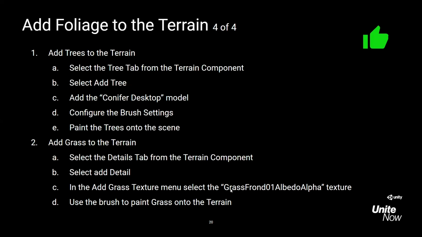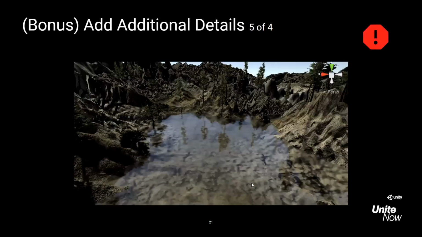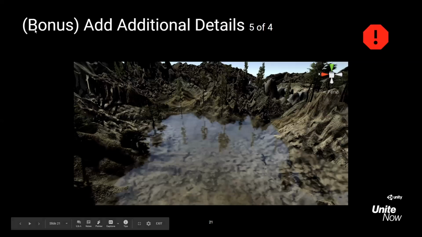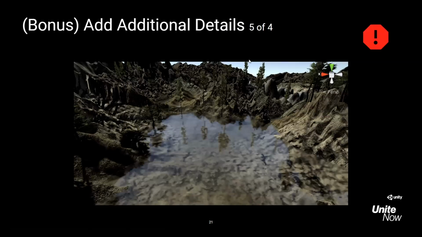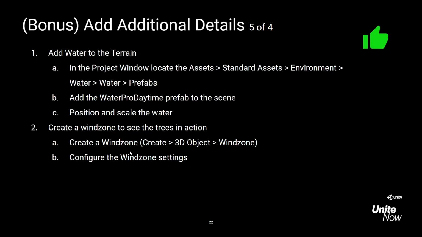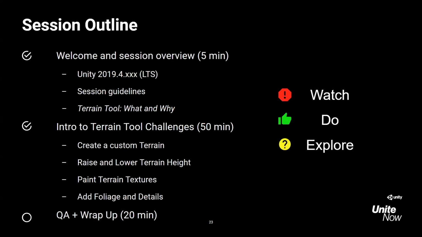So we have this challenge. We do have a bonus challenge, right? So this is a bonus challenge. So if you watch this recording back or you're looking to take the train to the next level, come back and check out this bonus challenge. It doesn't take that long, but add some water as well as a wind zone to your scene to make the trees move and add some of that realism. But we've accomplished a lot already. Again, we are going to hang out now for the next 15 minutes or so to help answer any questions and allow some more time to work on this last challenge.